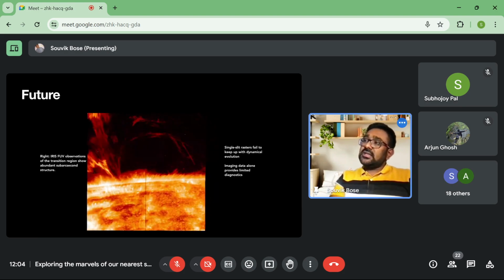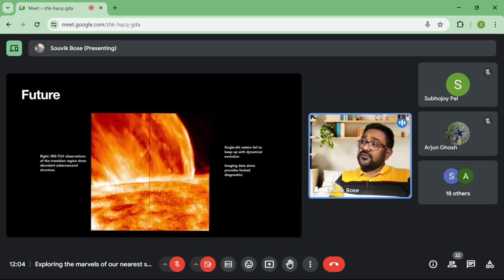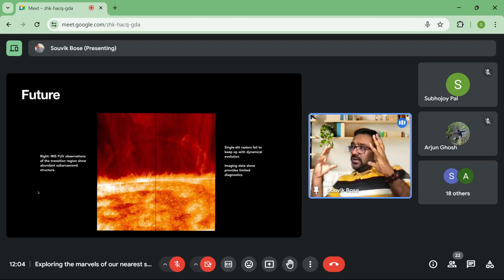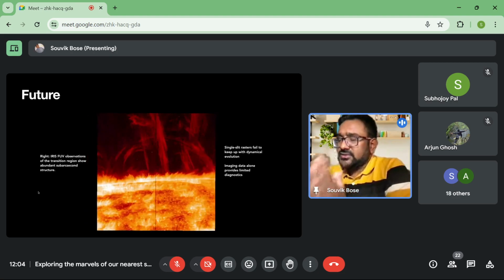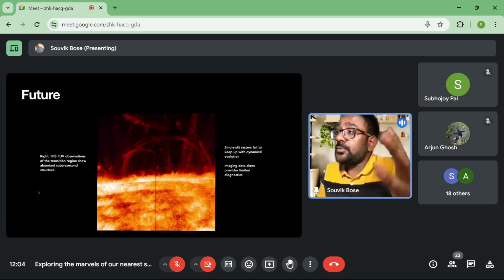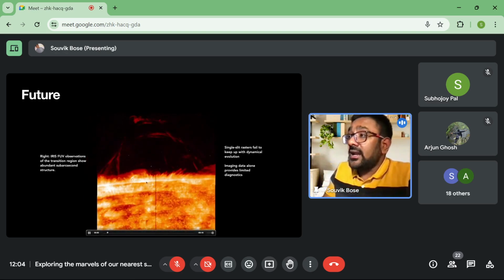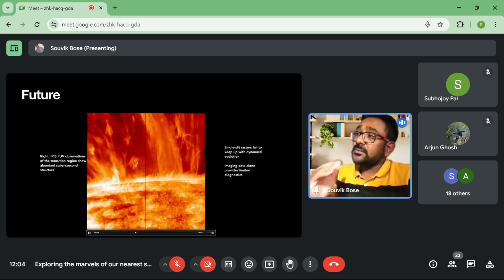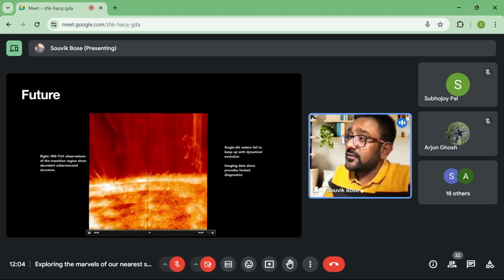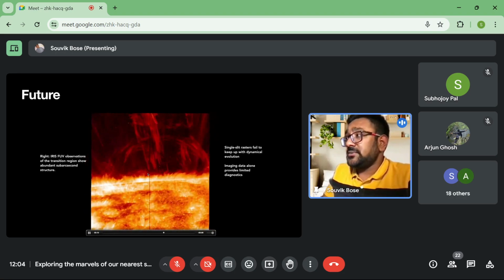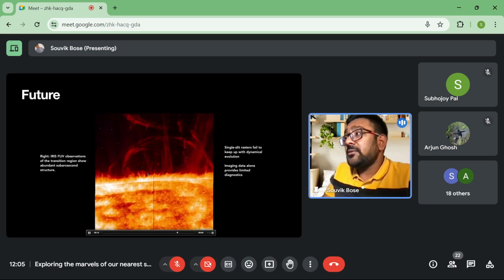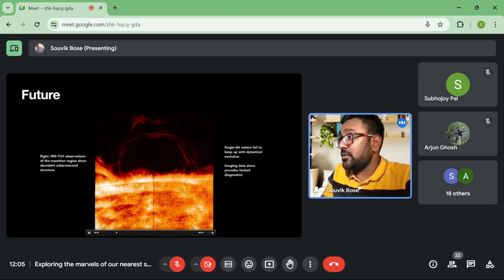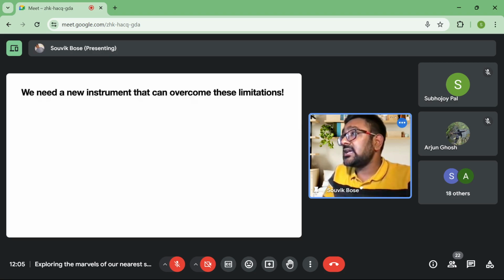Now the future lies basically in obtaining spectroscopic capabilities. But unlike IRIS, which has a single slit, and in this case, as you can see, the slit is nervously moving back and forth, trying to cover a particular field of view, we need to do something better than this, because single slit rasters are not able to keep up with the dynamical evolution, and imaging data alone is not enough to provide these kinds of plasma diagnostics.